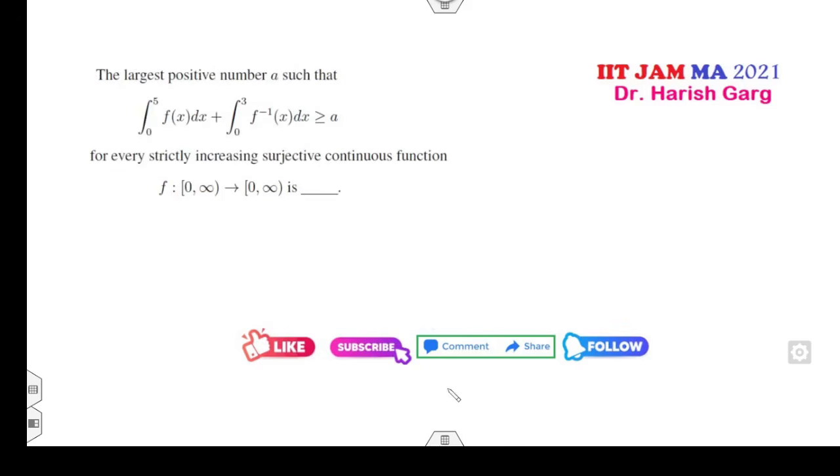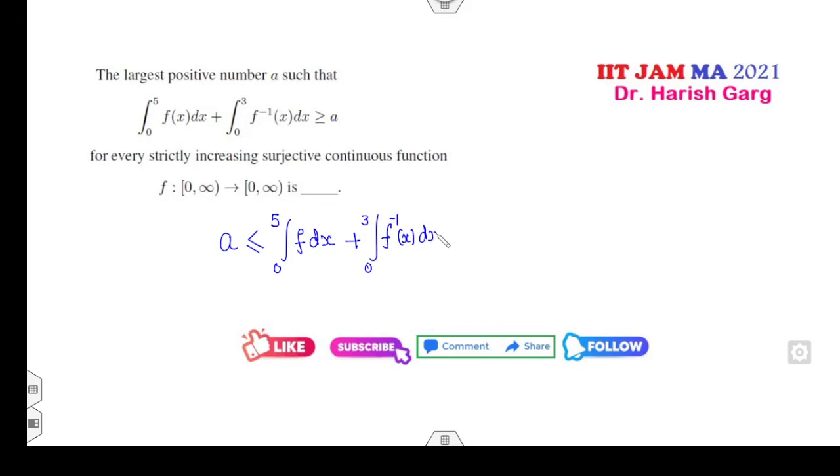Look at the next one. The largest possible value of a. So your target is to find the largest possible value, that is the upper bound. I can write the upper bound in this form: integral 0 to a of f(x) plus integral 0 to 3 of f inverse of x.